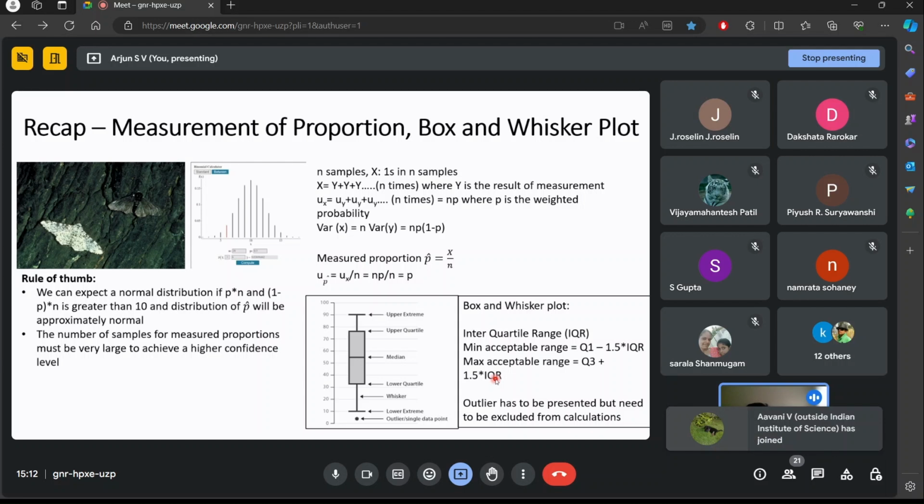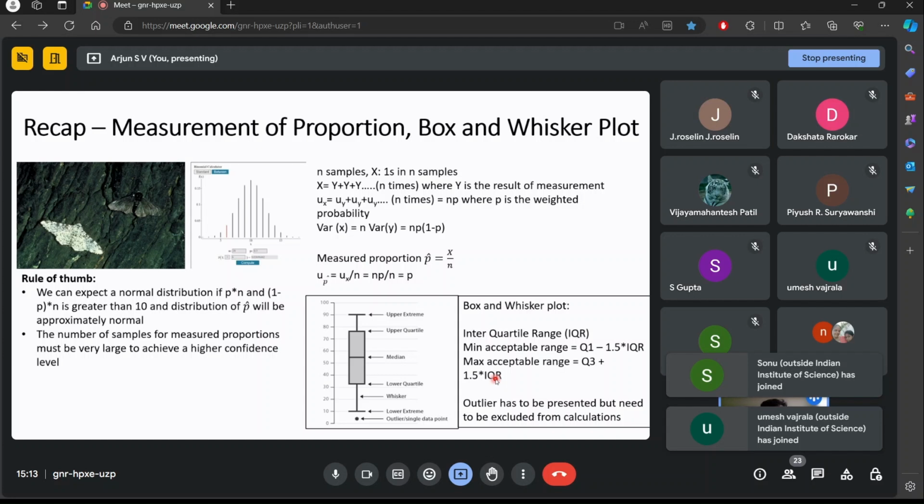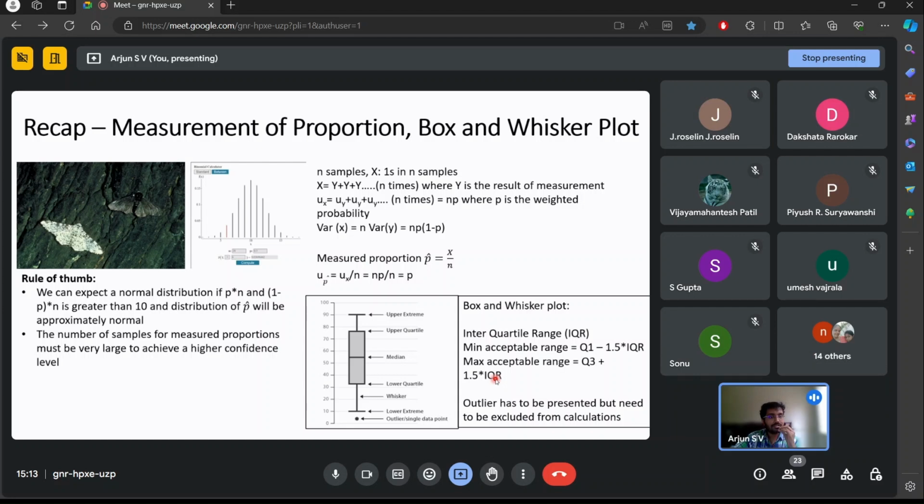So now that we know what the box and whisker plot is and what outliers are, what is the purpose of an outlier in a plot? An outlier just means that it does not belong to the data set, that something is wrong with the data. But does it mean that we should be ignoring it completely? The answer is no. We should not be completely ignoring the outlier.